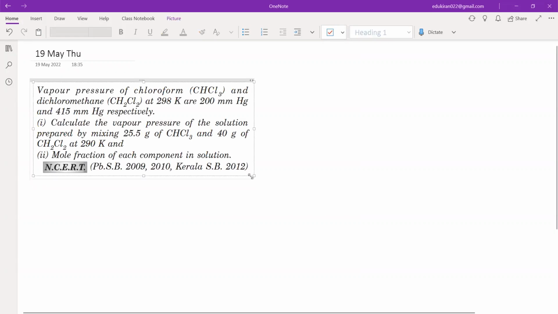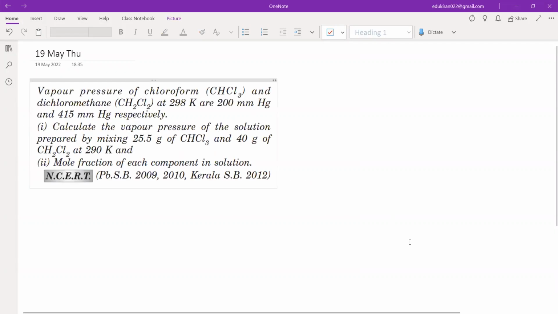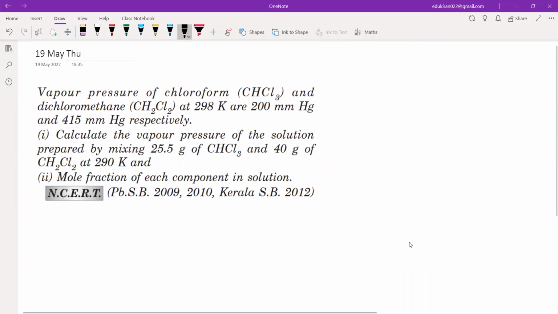You will have everything subjective, and there will be no MCQs. This question has been asked multiple times in CBSE and in other boards also, in 2009, 2010, and it is also there in NCERT. So please write this question. It has two parts. We'll do each of them one by one.